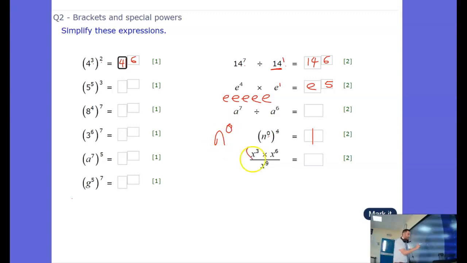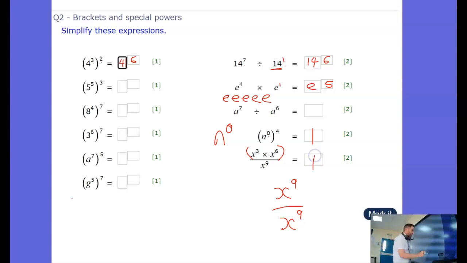Down here, do the top part first. X to the power of 3 times x to the power of 6 is x to the power of 9. X to the power of 9 divided by x to the power of 9. Anything divided by itself. What's 100 divided by 100? What's 5 divided by 5? It's 1. All right. Moving on to Indices 2 now.